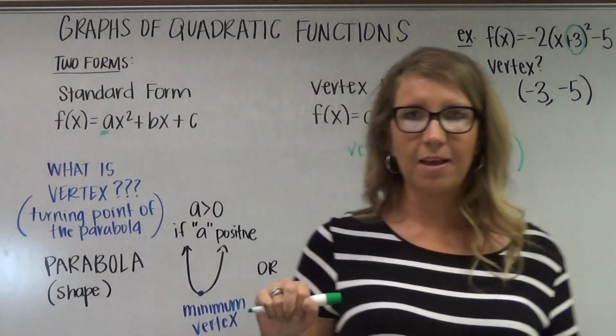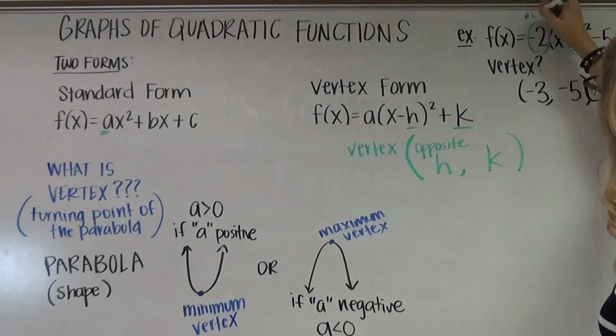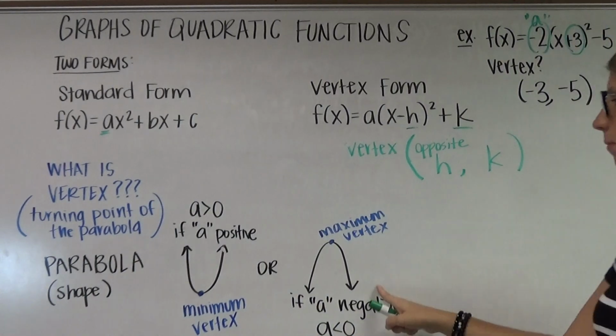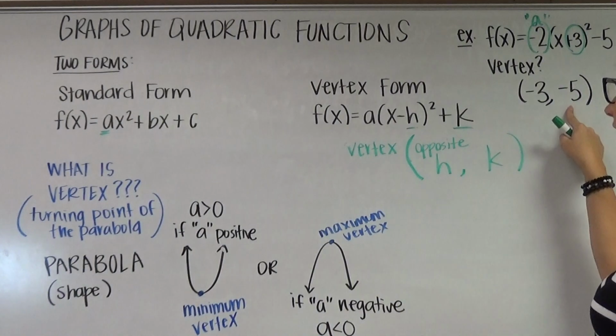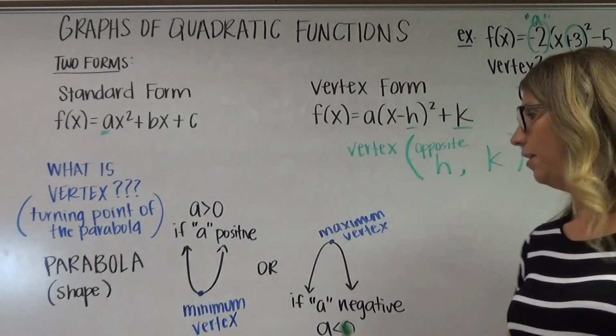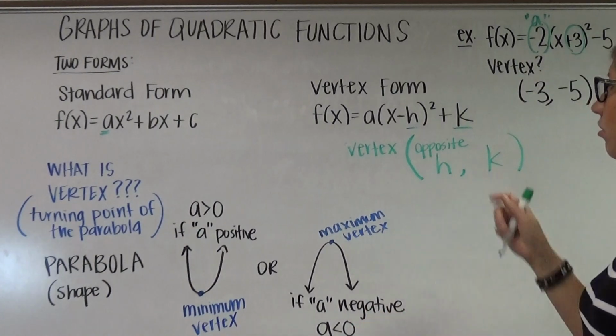So let's go back to our example. Up here we have a -2. Negative a. That's my a. So I'm going to have this graph. That tells us a lot. So at -3, -5, we're going down. And we have a parabola that looks similar to that one. So that's your vertex form.